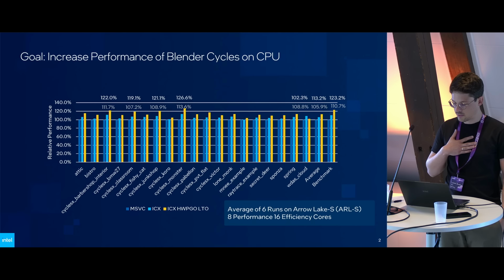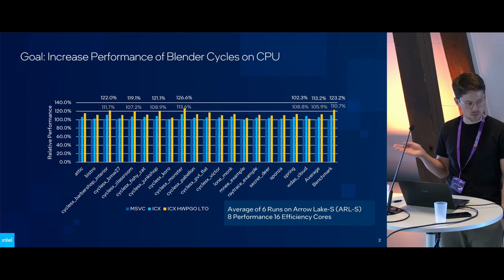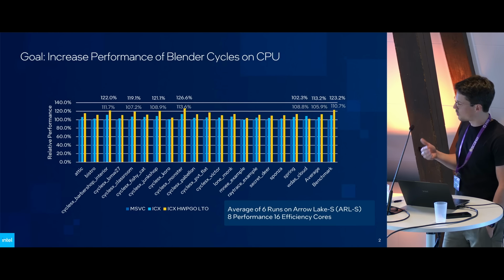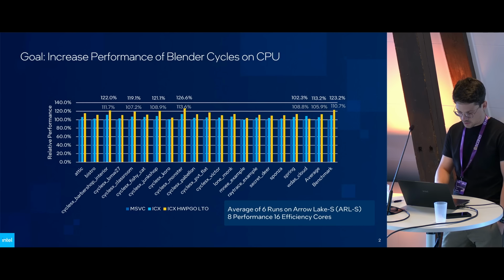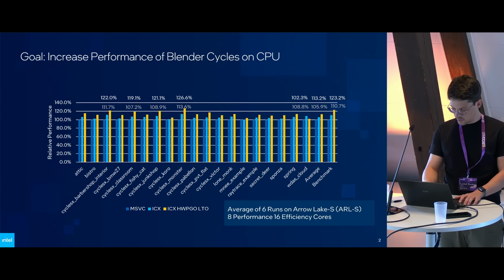My name is Leonhard. I'm working for Intel, and today I'm going to show you two easy ways to significantly increase the performance of Blender Cycles running on CPUs. With both approaches together, we reach a total speed up of around 23% for the Blender benchmark. That's what you can see here. This is the total score we have here on the right. This is measured on our current Arrow Lake S CPUs.